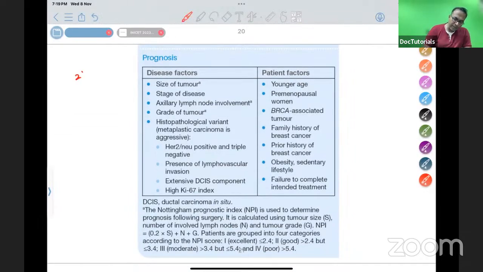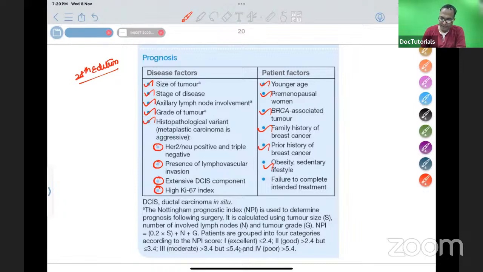So the 28th edition Bailey table says prognosis of the tumor depends on size, stage, axillary node, grade of the tumor, histopathological variant like HER2 negative, lymphovascular invasion, high Ki67 index, extensive DCIS. These are disease factors with bad prognosis, along with younger age, premenopausal, BRCA, family history, prior history of breast cancer, obesity, and failure to complete the treatment.